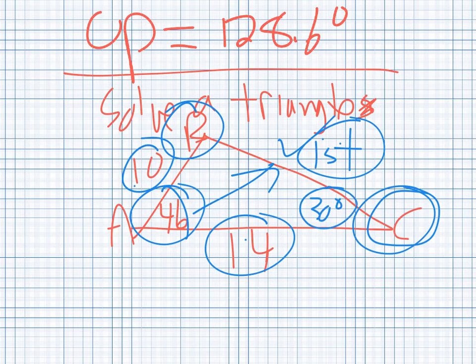Well, if you knew this one was 30 and this was 46, then this angle here is going to be 180 minus those other two angles. So solving a triangle means you figure out everything about it.